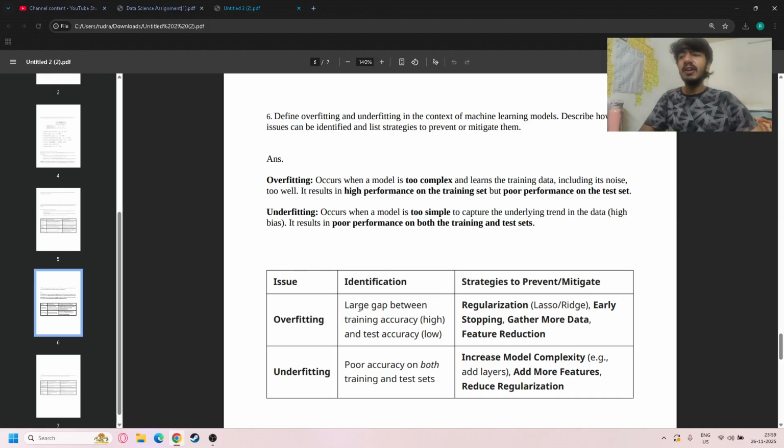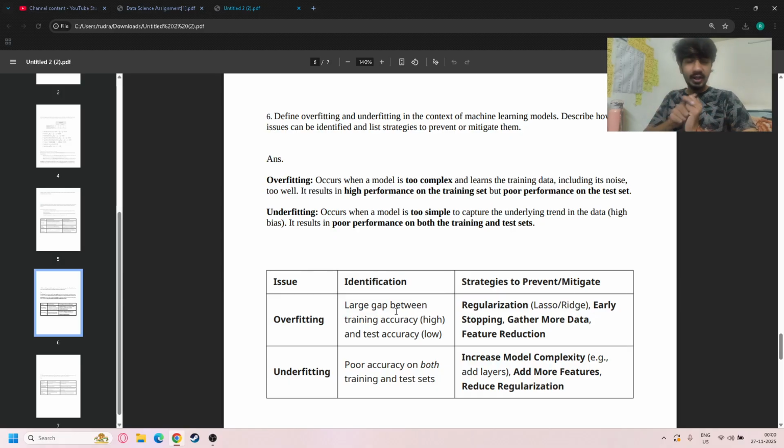Overfitting can be identified when there is a very big gap between the accuracy of the training set and the test set, because the training set will have its peak performance and the test set will have a very low performance. So there will be a very large gap, and we can identify it in that way. Strategies to prevent overfitting are regularization, stopping early, gathering more data so that there are fewer gaps, or feature reduction.